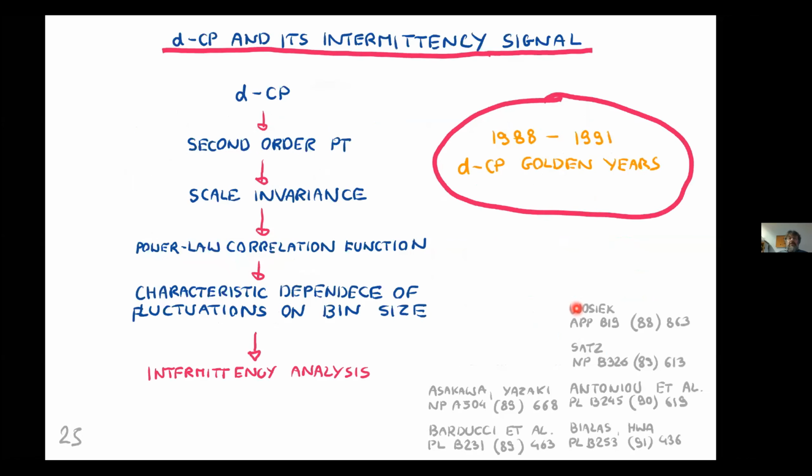Now, critical point and intermittency. This golden period of the critical point, '88 to '91 probably, was several fantastic years for the critical point in strongly interacting matter. The critical point, we said, is a property of a second order phase transition: scale invariance, power law correlation functions, and then a characteristic dependence of fluctuations on the bin size, the scale at which you look at them. And one of the tools to look for this, which we follow, is the so-called intermittency analysis.